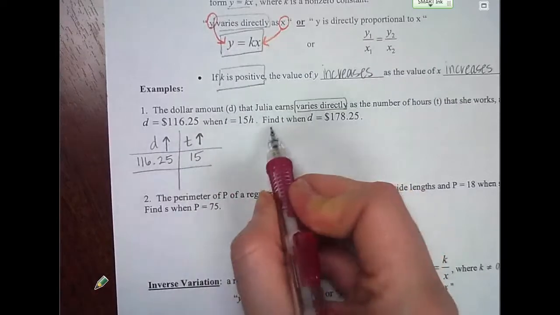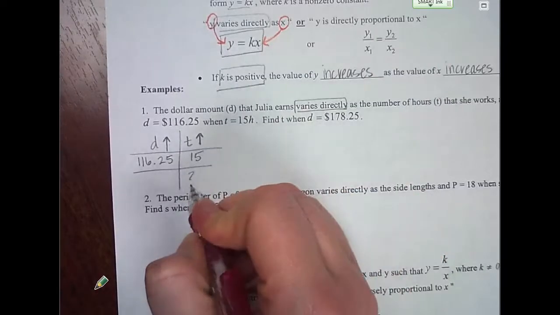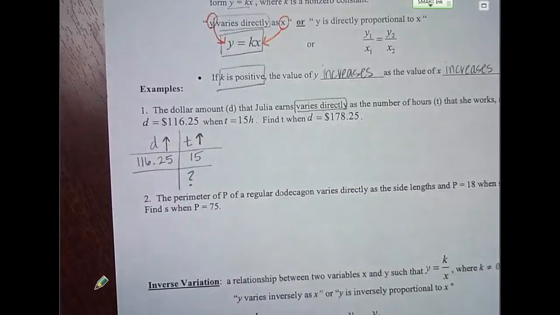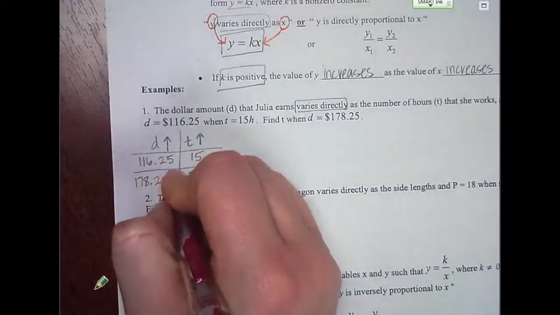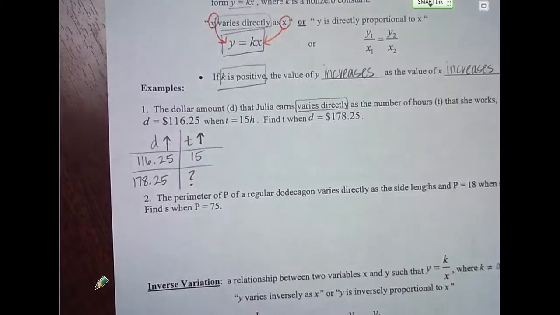Then it says find T. We don't know what T is, so I'm going to put a question mark, when D is $178.25. So you have a little bit of information here and you need to find the missing part.